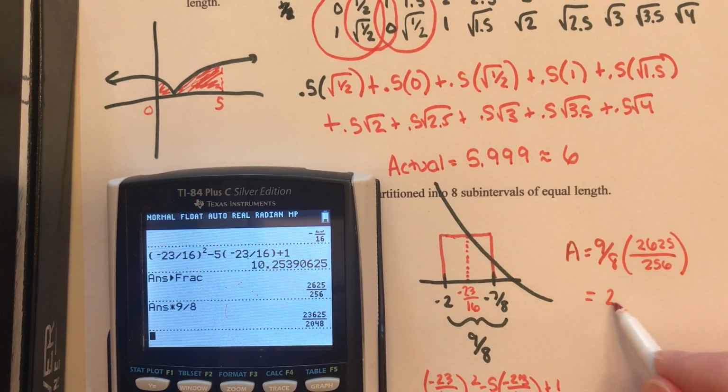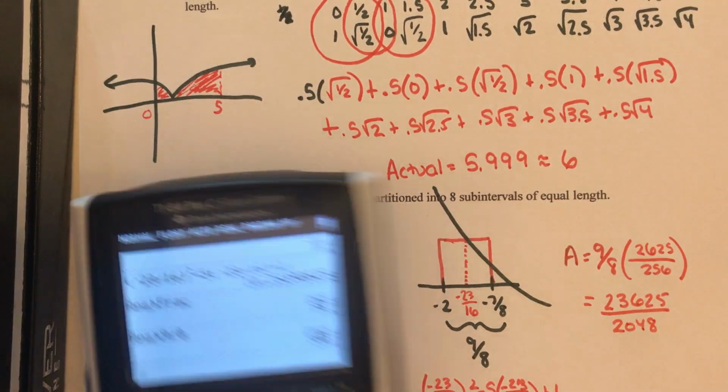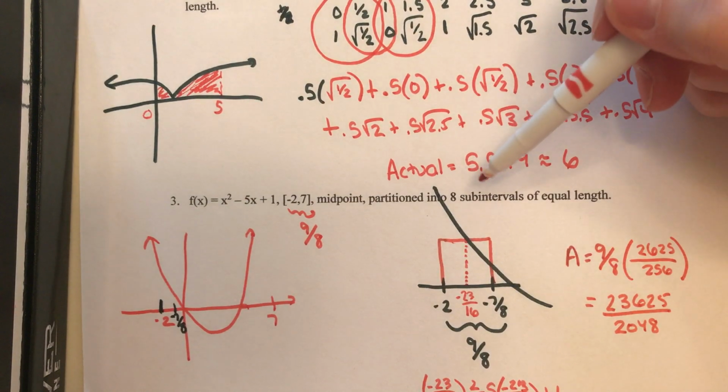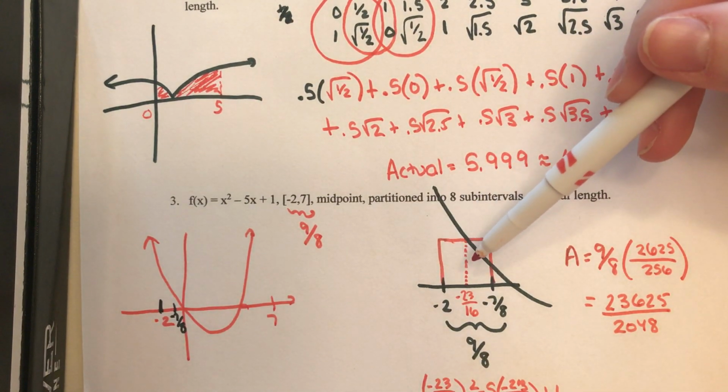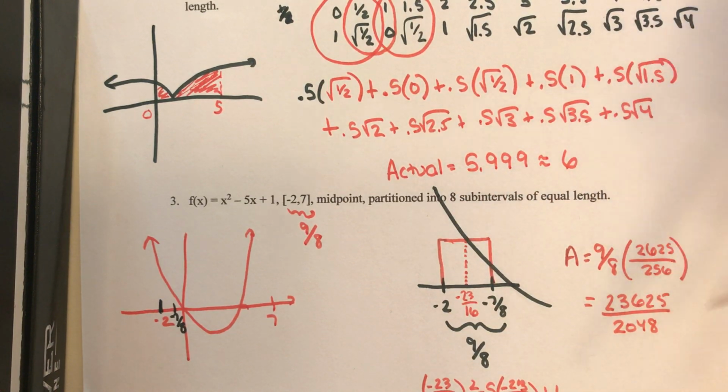So that area of just that first little rectangle, now if I multiply that by 9/8, I get 23,625 over 2,048. So now this would take us a while, right? Because we'd have 8 rectangles to do, and all with midpoint Riemann sums. So that's just the first rectangle. Then I would have to do the other 7, add them up to get my estimate.